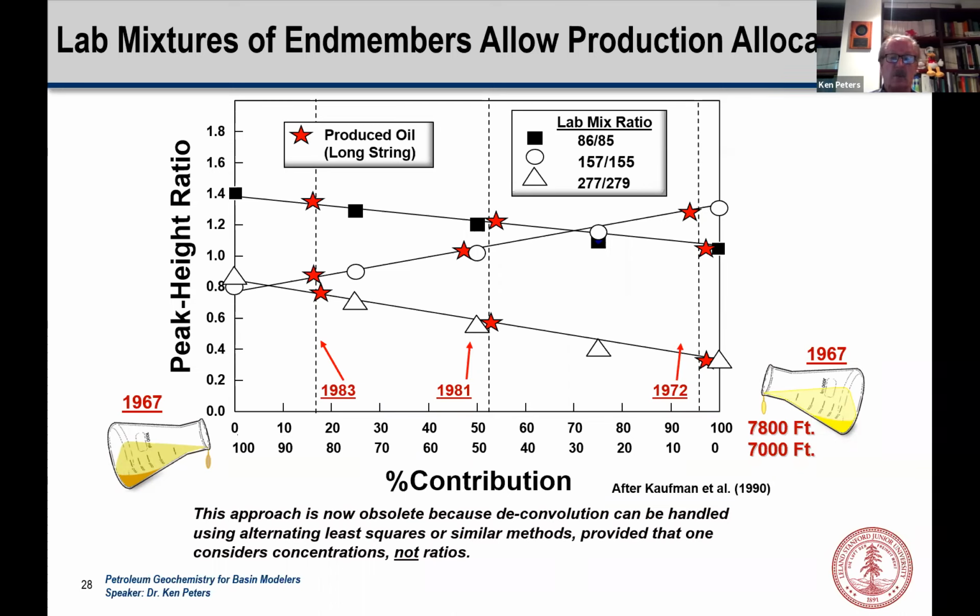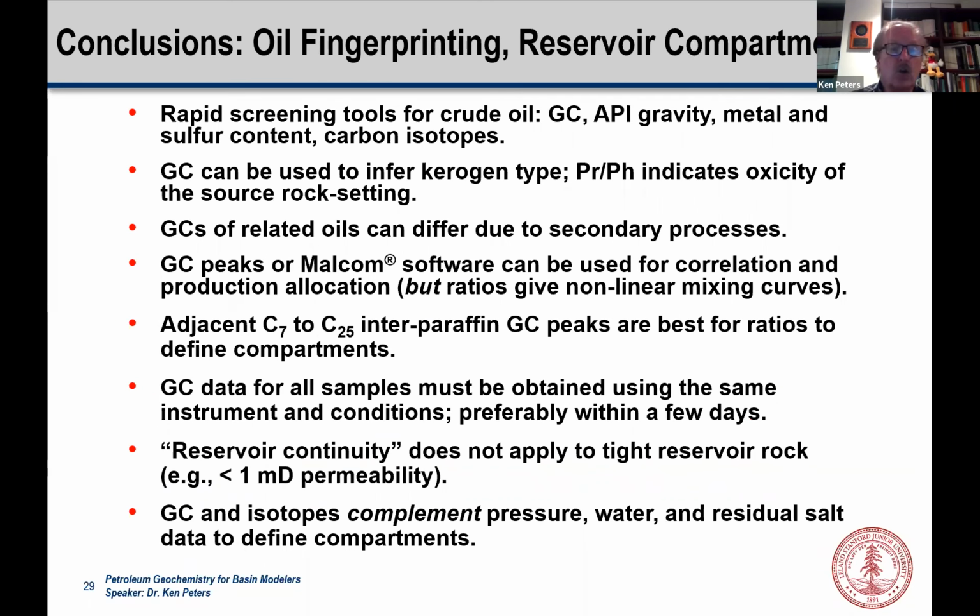Okay, so here are some quick conclusions now on oil fingerprinting and reservoir compartments. Rapid screening tools for crude oil: GC, API gravity, metal content, sulfur content, carbon isotopes. Watch out for API gravity and even sulfur content and carbon isotopes. Just by themselves, they can get you in trouble, especially things like API gravity and sulfur content, because the secondary processes really affect those. GC, yeah, it's good to look at.